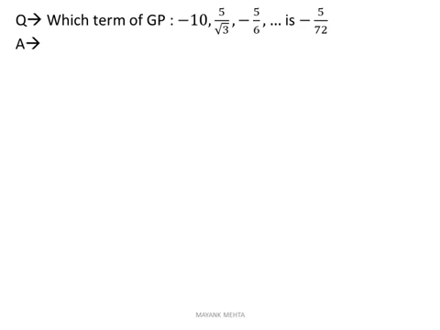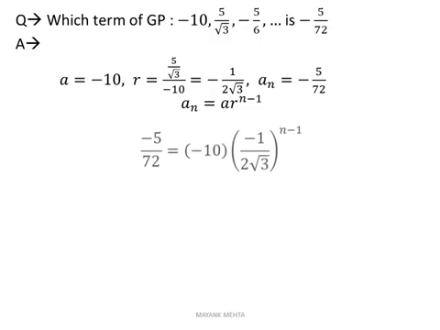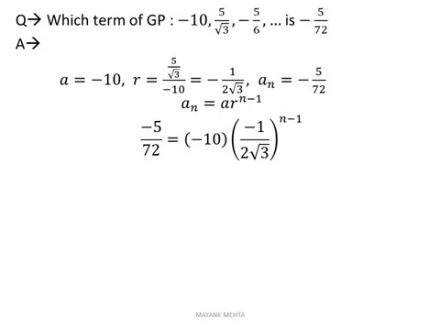First of all, we will note down the A, we will note down the R. R is second term divided by first term, that is minus 1 upon 2 root 3. And AN, nth term is already given, minus 5 by 72. So we will put the formula for AN, that AN is equal to A into R raised to n minus 1. Then we will put all the values. In the place of AN, we will put minus 5 by 72. In the place of A, we will put minus 10. In the place of R, we will put minus 1 upon 2 root 3. And N, we don't know N, so N minus 1 will be as it is.